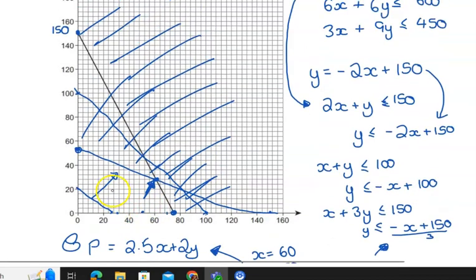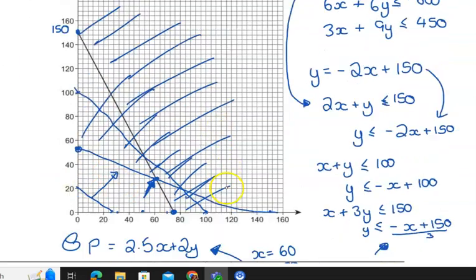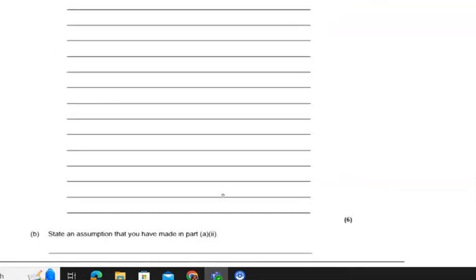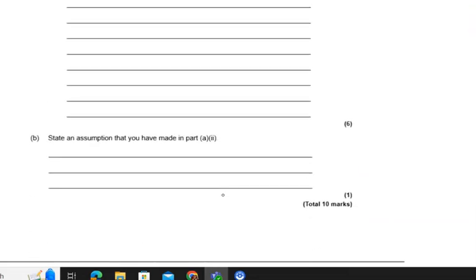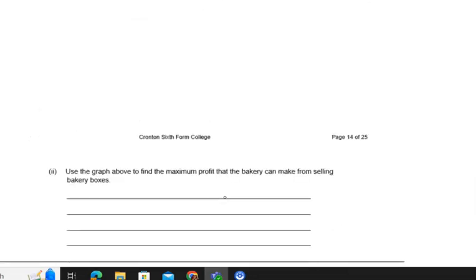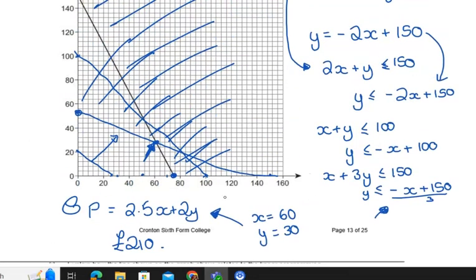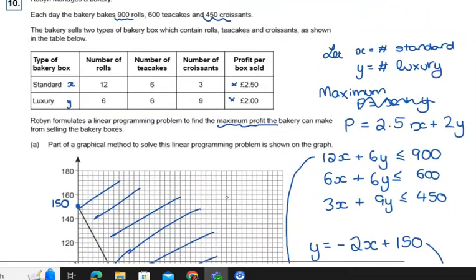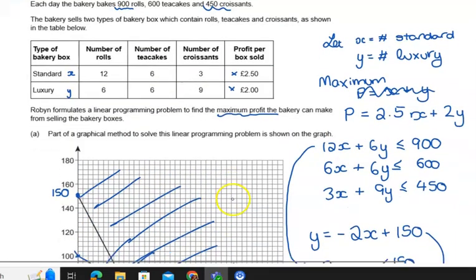Sorted. Oh, and the very last bit of that question is broken down slightly, but there's 9 marks for doing all that. State an assumption that you've made. Well, an assumption basically is that you can sell all the boxes you make and that there's going to be nothing left over. But it is quite lenient with that. Right, hopefully that helps.